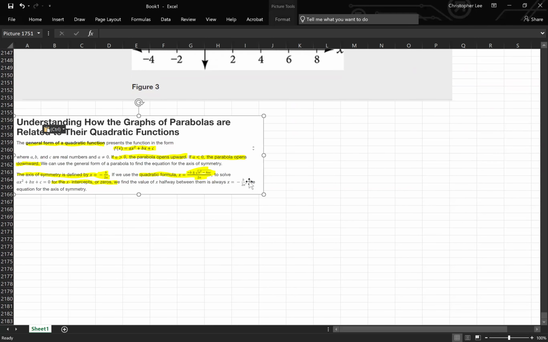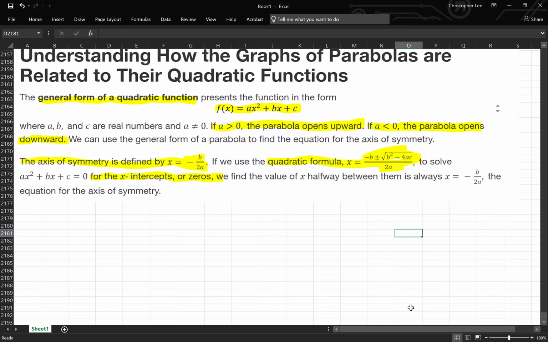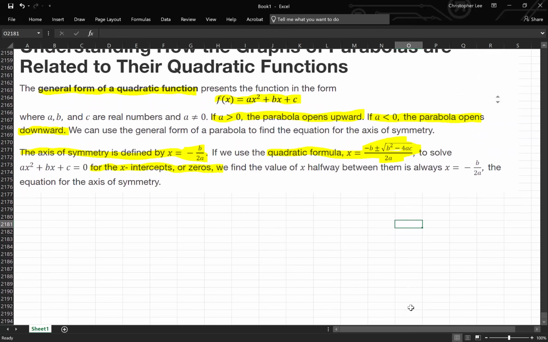Let's see this. Understanding how the graphs of parabolas are related to their quadratic functions. The general form of a quadratic function is ax squared plus bx plus c, where a, b, and c are real numbers and a cannot equal 0. These are the coefficients, the numbers that are in front. If a is greater than 0, the parabola opens upward. If a is less than 0, the parabola opens downward, like this.